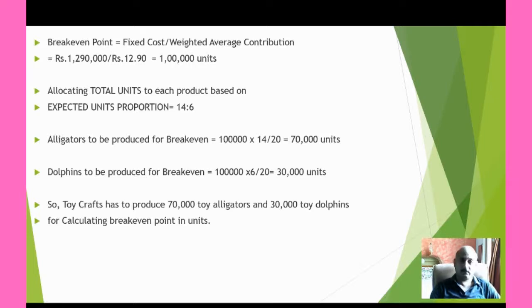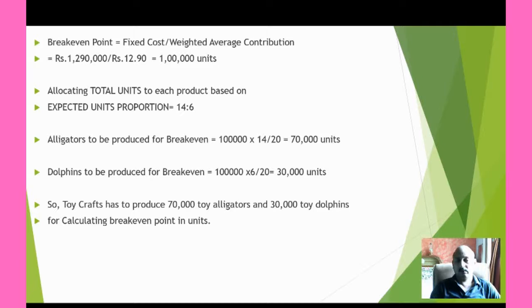30,000 units. So here we got the number of units which we want to get for the break-even point, and 70,000 units were for alligators and 30,000 units for dolphins. It means that if we want to get break-even for both the products, then we have to at least produce 70,000 units of alligator and 30,000 units of dolphins. So Toycraft has to produce 70,000 toy alligators and 30,000 toy dolphins for calculating break-even point in units.